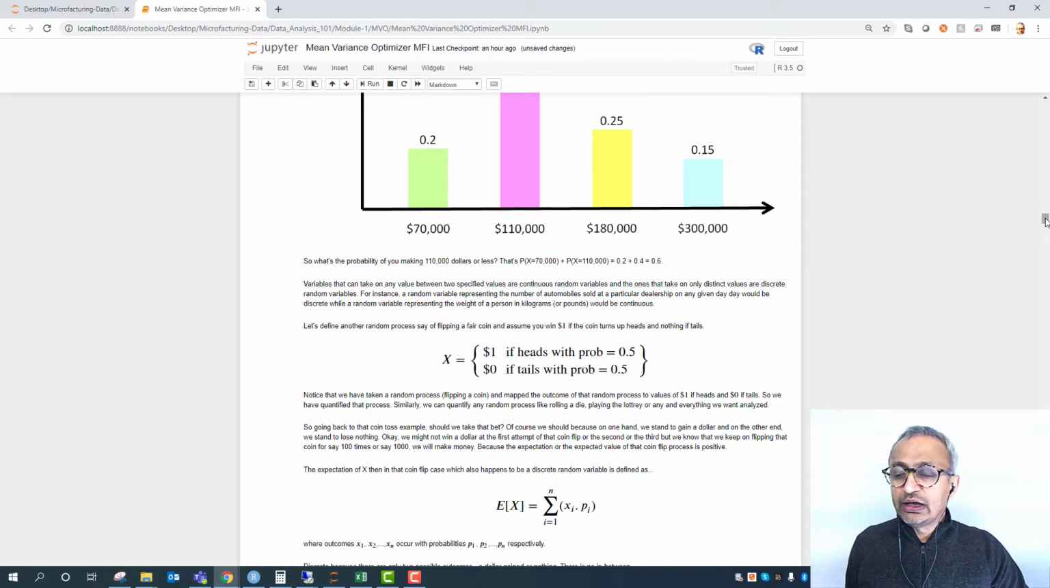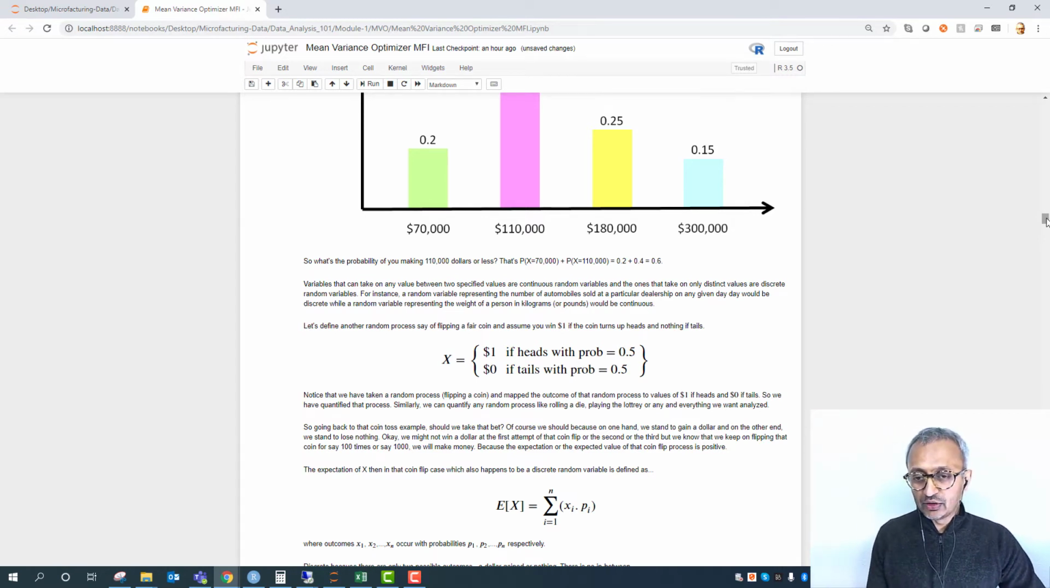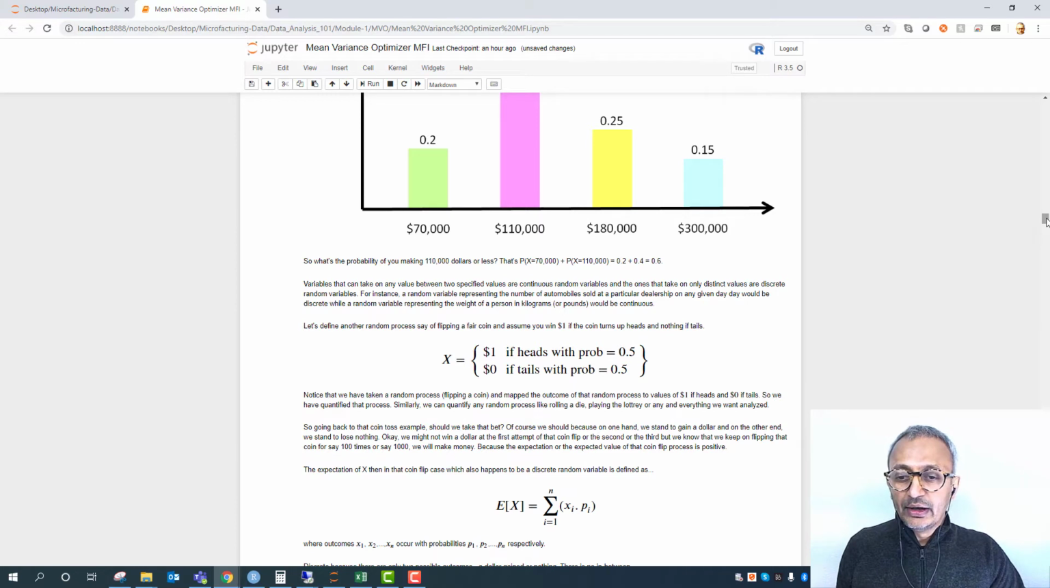Variables that take on a value between two specified values are continuous random variables. For example, height and weight are continuous variables. Dollars is also a continuous variable because you could make $70,000 and 25 cents. That's a continuous variable because it can take on any value. And the ones that take on distinct values are discrete random variables.